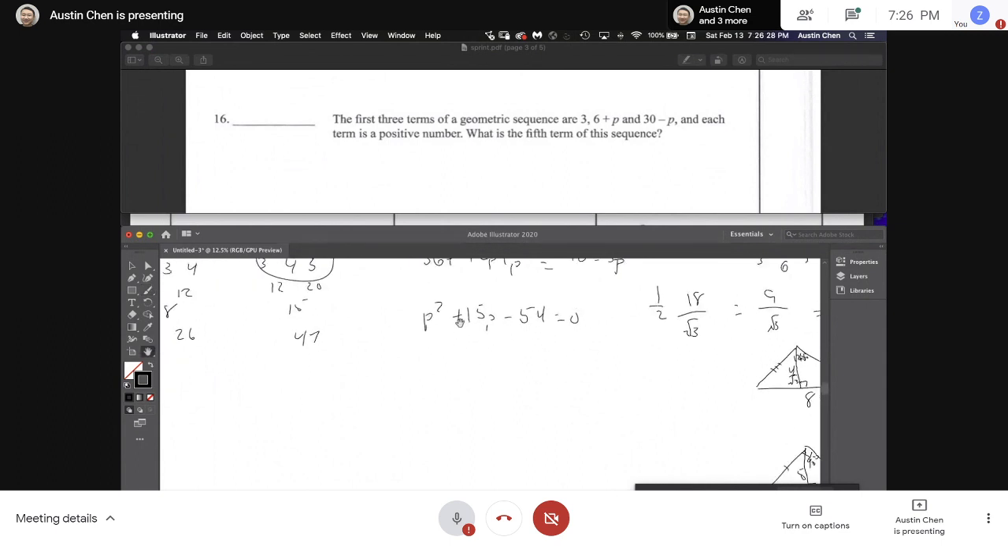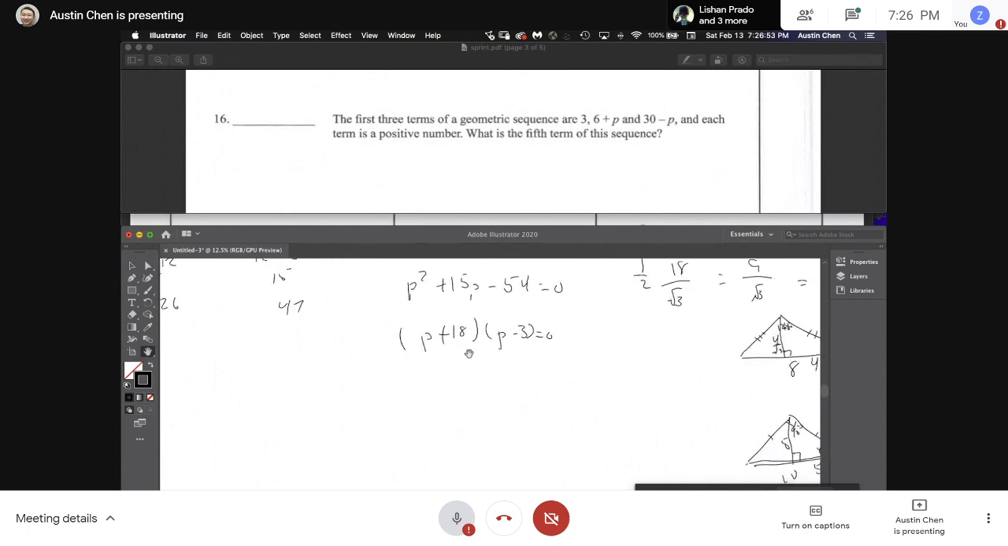Okay, we solve this quadratic. Try to find factors. Or we can use the quadratic formula, but these numbers are kind of big. The correct factors are going to be p plus 18 times p minus 3. So this multiplies to negative 54, and it sums to positive 15.